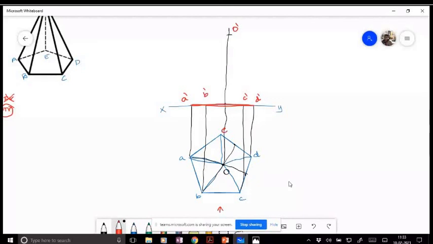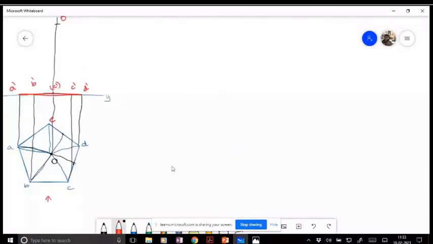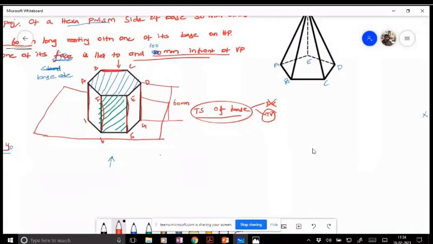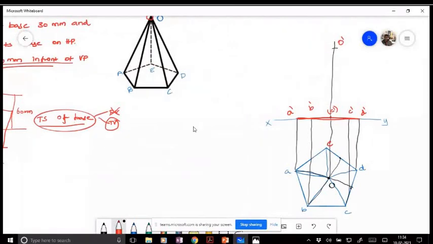Okay, next. Whether all the slant edges will be visible in the front view? No, sir, the OE line and E dash will not be visible. It got stuck. I'm not able to move the screen. Just give me a second. If you see from the front view, whether OA will be visible.